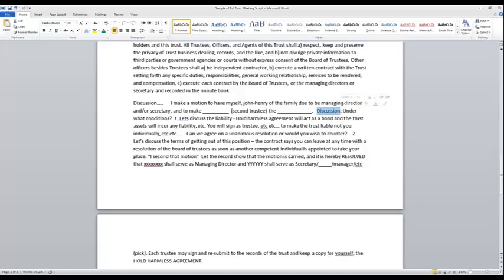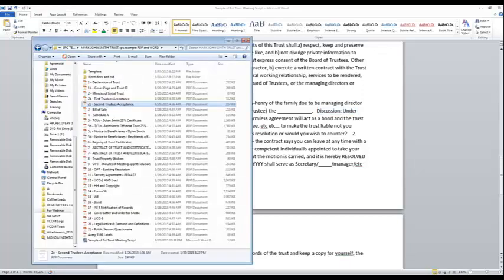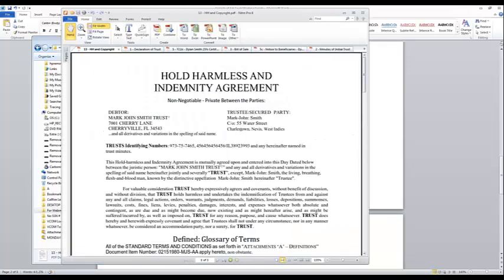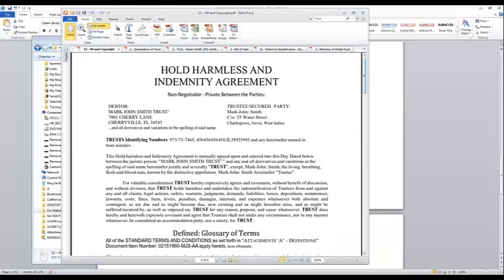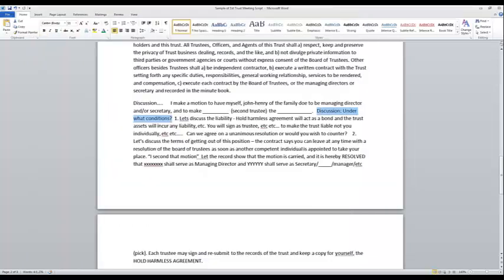Why not have a little discussion about it first? Are we clear about it? Your second trustee might ask what the conditions are. Let's discuss. Is there liability? Well, we've got hold harmless agreements here that eliminate your liability. The first trustee signs this hold harmless agreement that limits the liability, and the second trustee has their own version. It will act as a bond, and the trust assets will be secured to cover any liability.